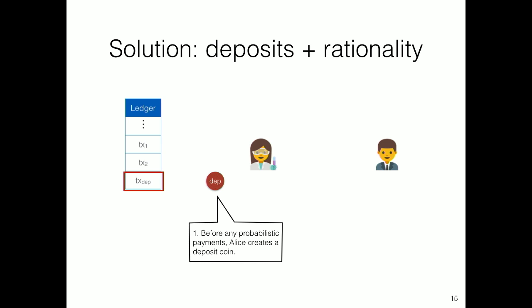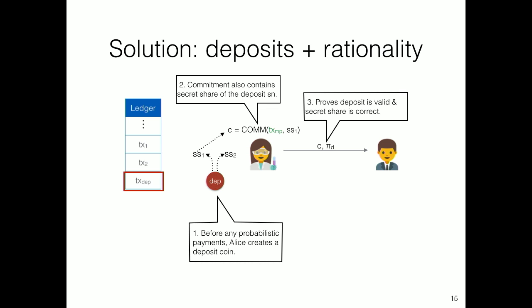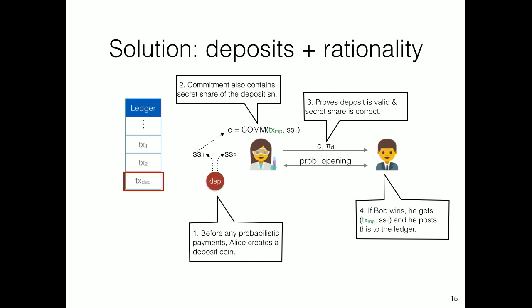So she creates a probabilistic payment. And now, instead of just committing to the transaction, she also commits to a secret share of the deposit serial number. And she sends over the commitment as well as the proof that she did all this correctly, that the deposit is valid, and so on. And they engage in the probabilistic opening as before. If Bob wins and it's a micropayment, then he posts the transaction as well as the secret share on the ledger. And why does this work?